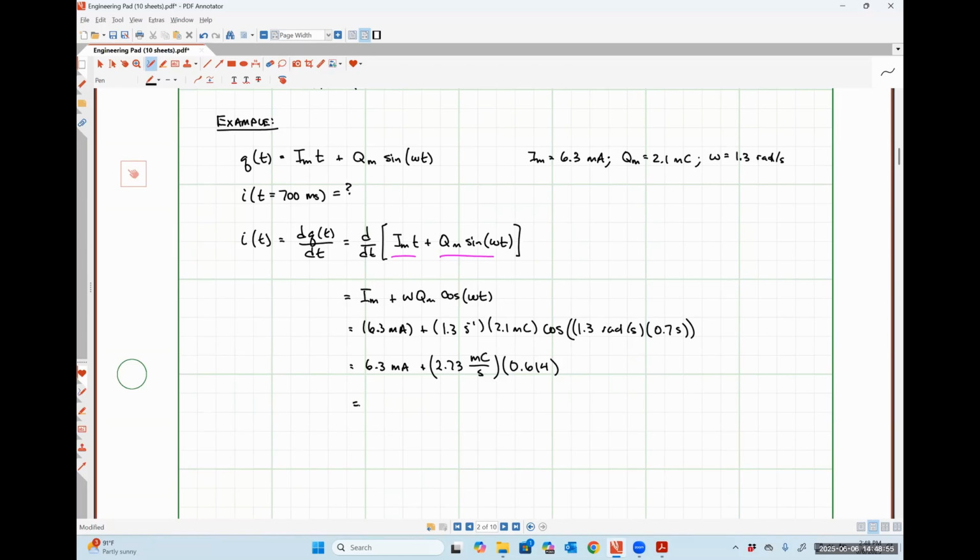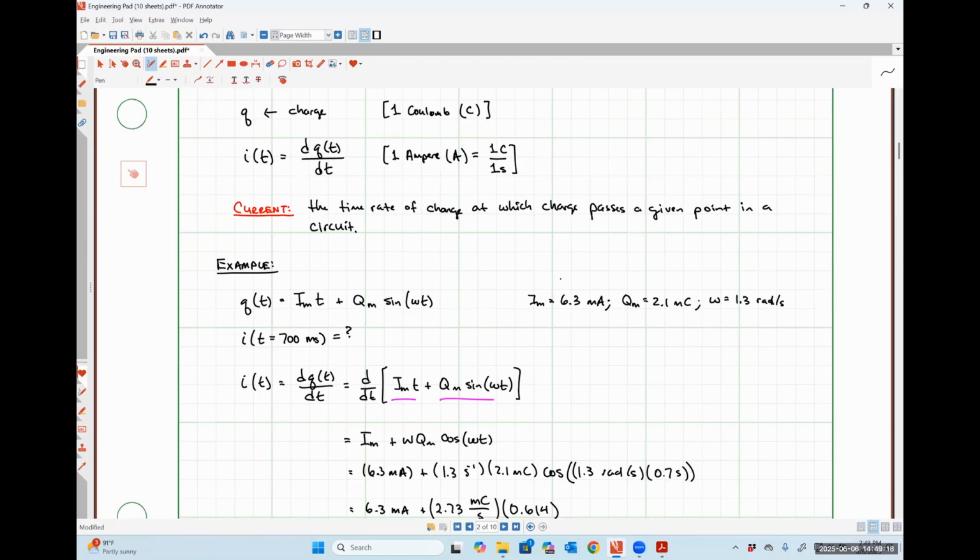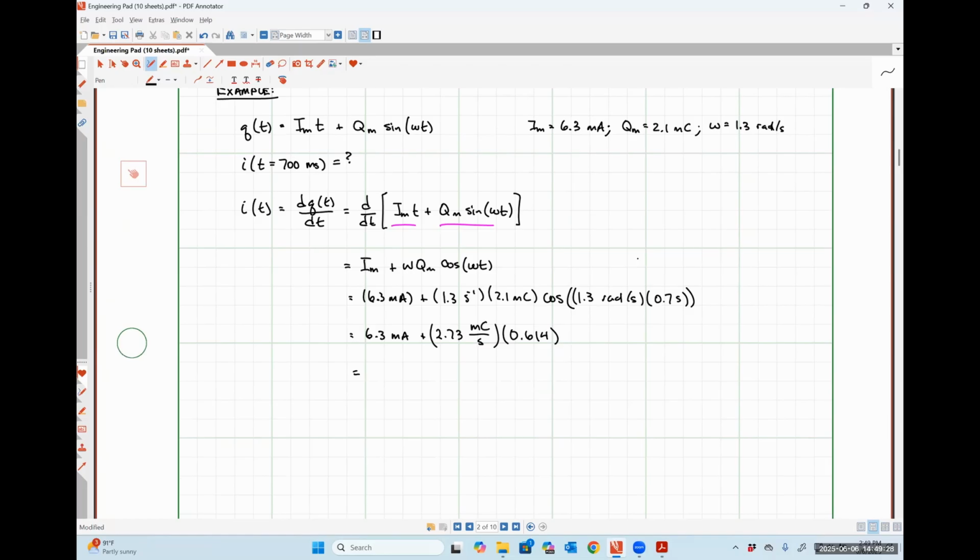So if I keep on following through with things here, first, what's a millicoulomb per second going to be? Anybody have any thoughts? Should be a milliamp. Exactly right. So if an amp or ampere is a coulomb per second, then a millicoulomb per second should be a milliampere. Exactly right. Okay. So that's going to look like 6.3 milliamps plus 2.73 milliamps multiplied by that factor of 0.614. And when I put all of that into my calculator, 6.3 plus what I have stored as X times what I have stored as Y, I wound up getting 7.9755. So let me just call that 7.98 milliamps. Okay.